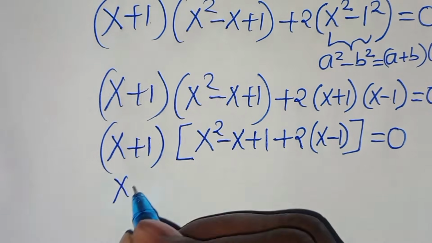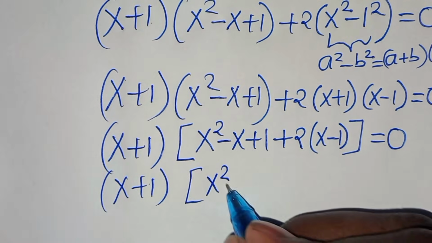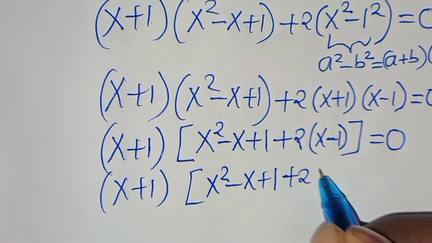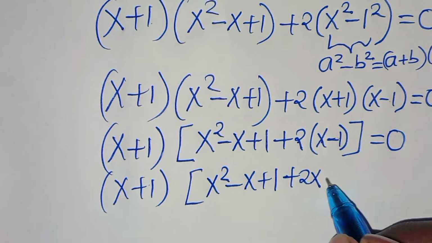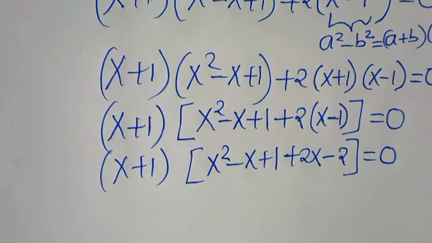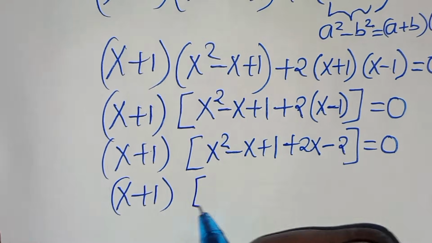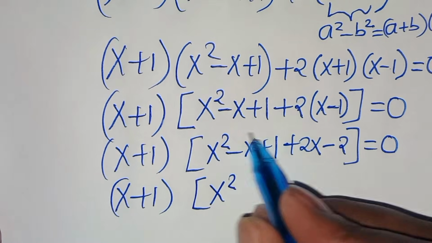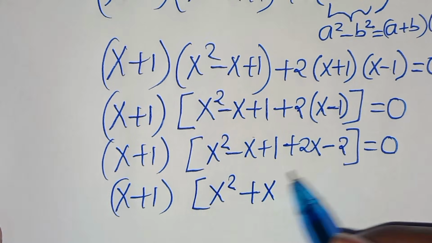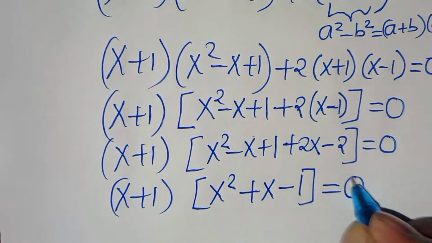So this is x plus 1, x squared minus x plus 1. Let's open the parentheses here: 2 times x is plus 2x, plus 2 times minus 1 is minus 2, and this is equal to 0. So this is x plus 1, and here we have x to the power of 2 minus x plus 2x, this is plus x. Then we have plus 1 minus 2, this is minus 1, and this is equal to 0.